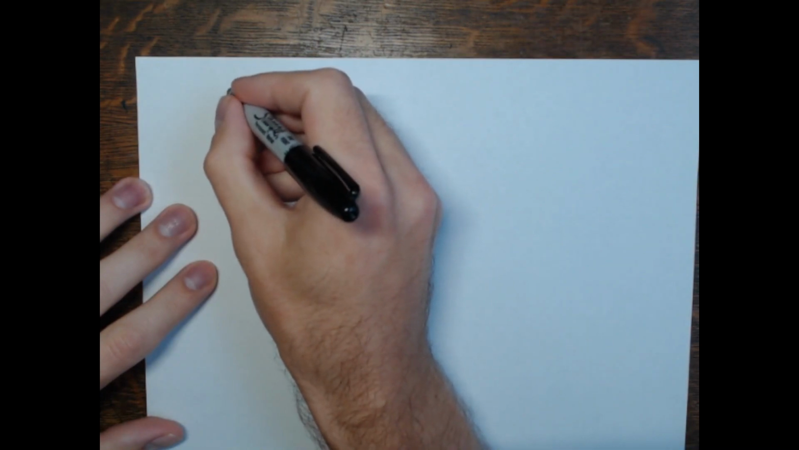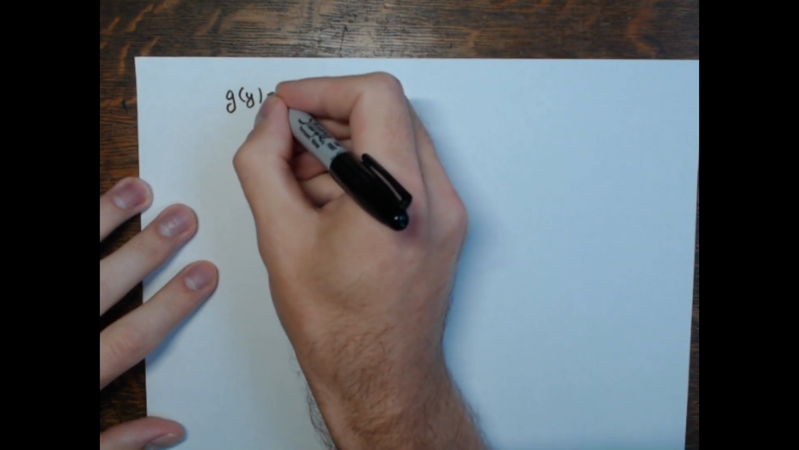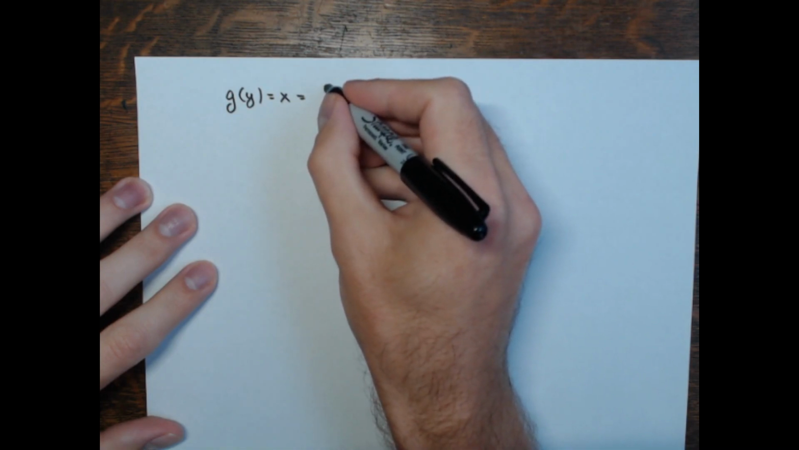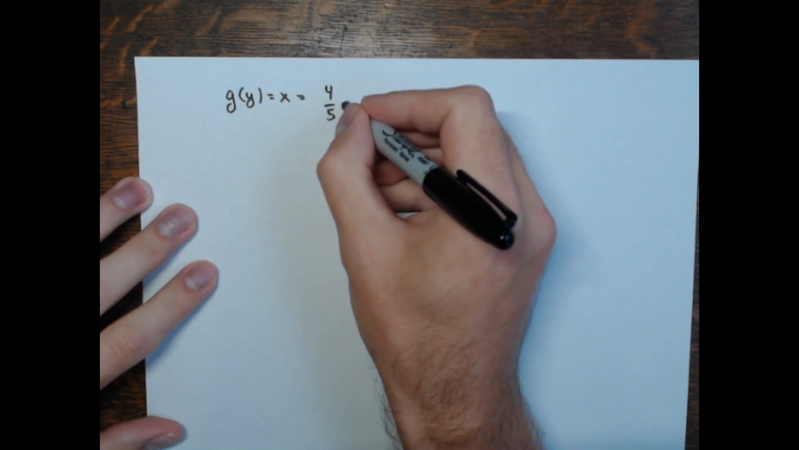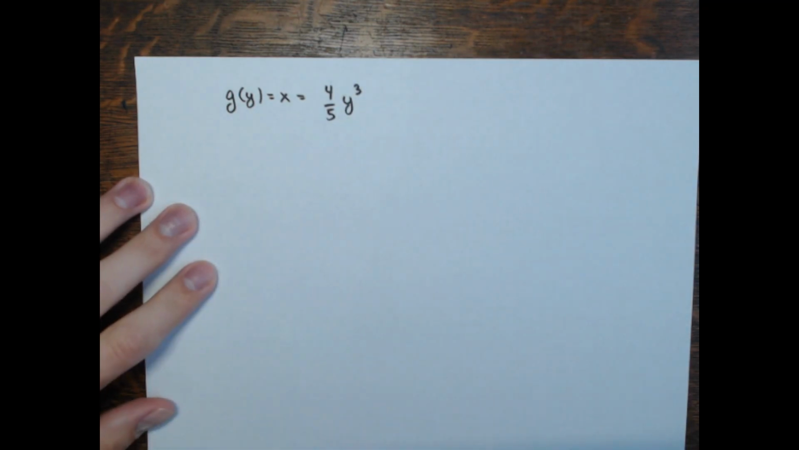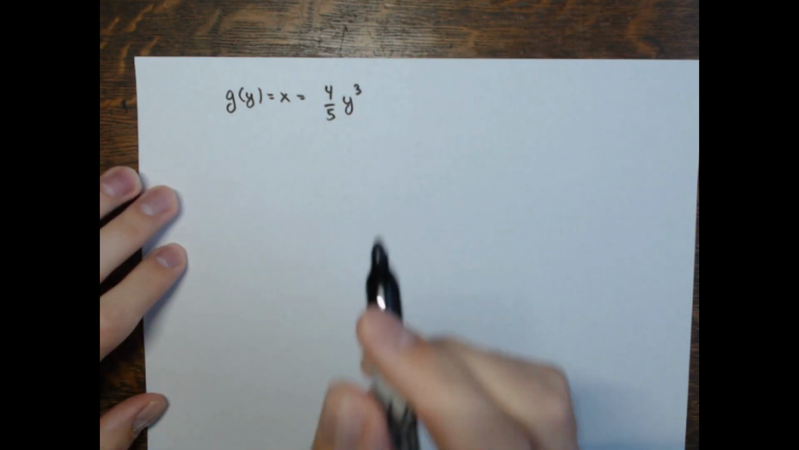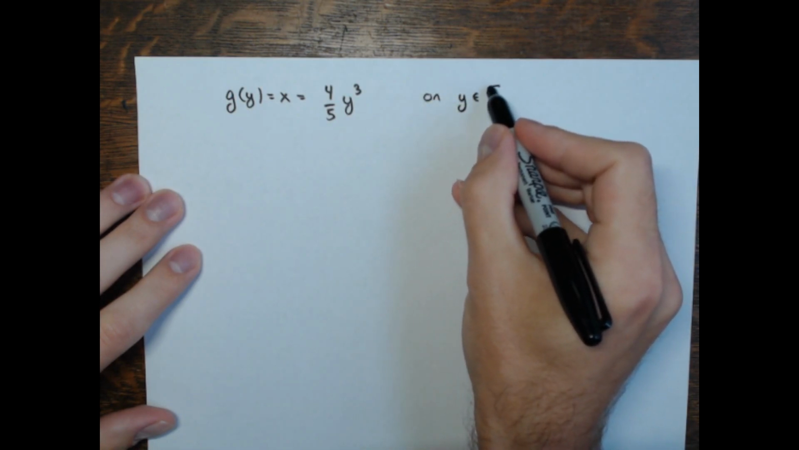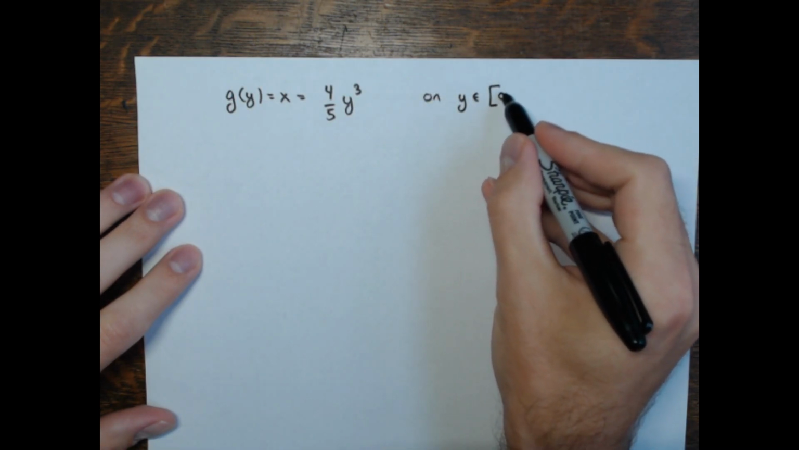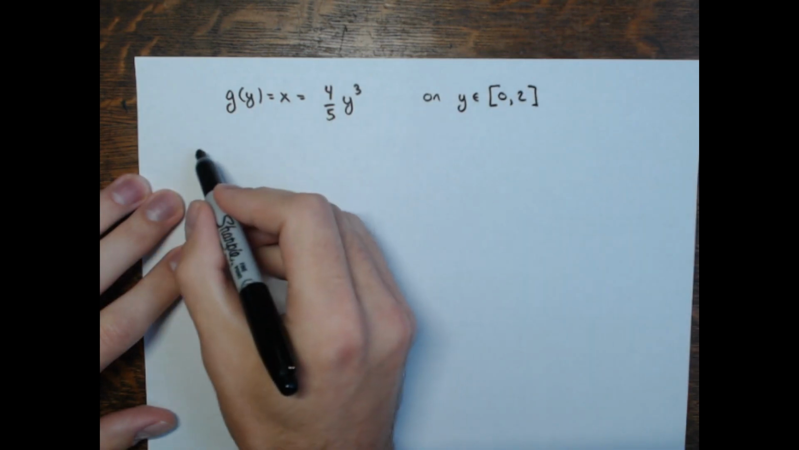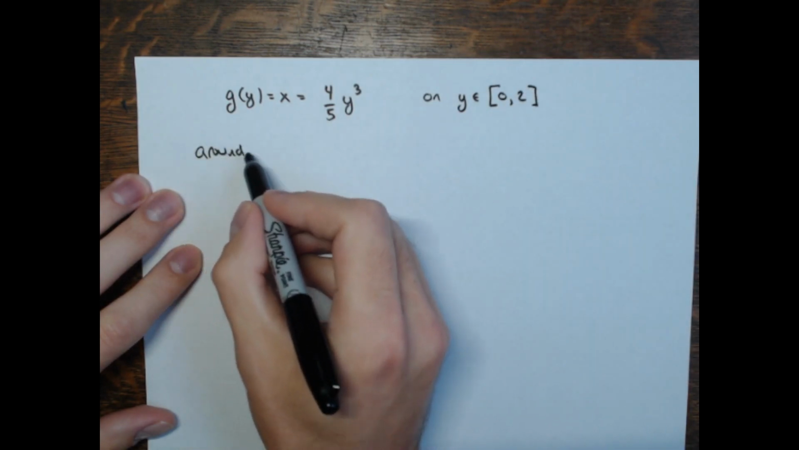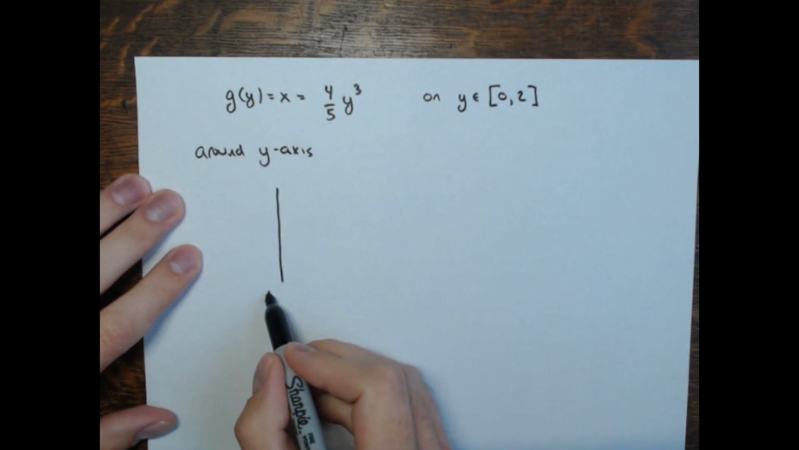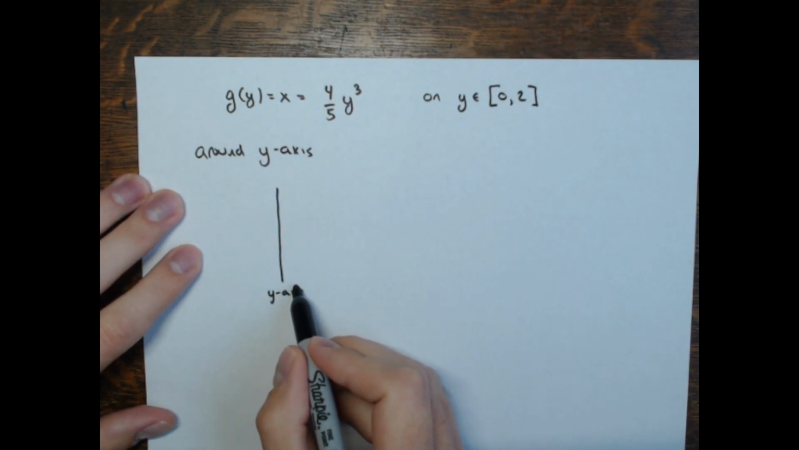So remember, we have g of y, again, which will just be the same as the x coordinate. G of y equals x is 4/5 y cubed, or 4y cubed over 5. And we're on the interval from y going from 0 to 2. And we're going around the y-axis.